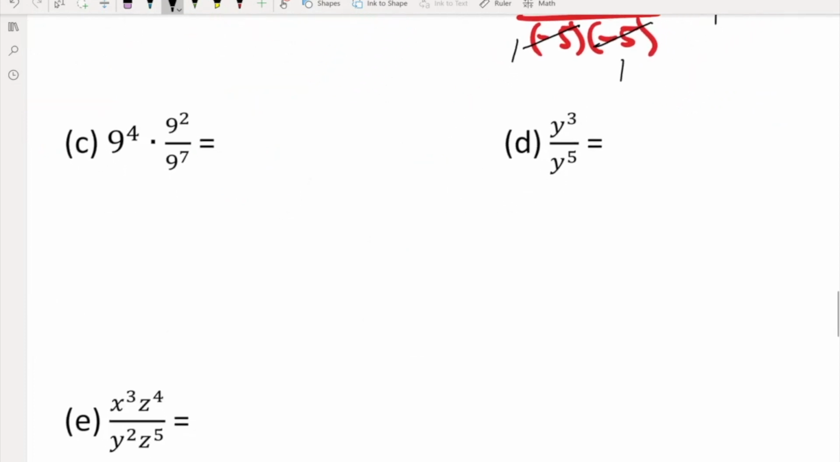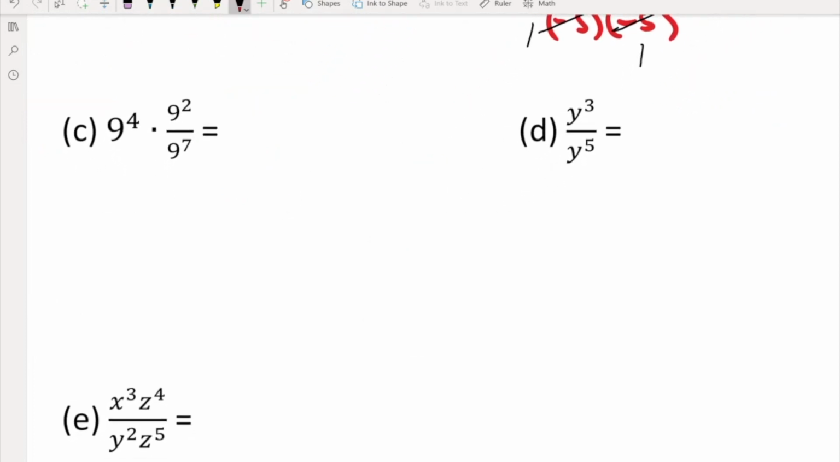What do we do with something like this in part C? What is our total number of nines on top of the fraction? Remember, it's 9 to the 4th over 1. The total number of nines on top is 4 plus 2, which is 6. And the total number of nines on the bottom is 7.